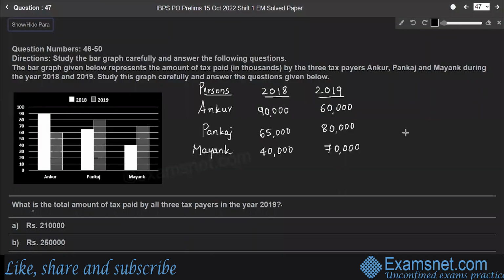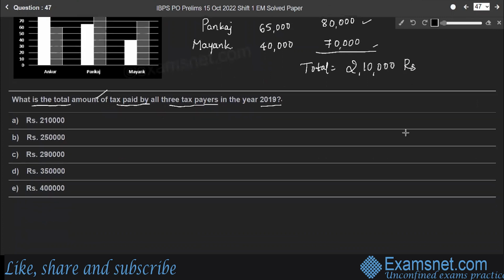Question 47. What is the total amount of tax paid by all three taxpayers in the year 2019? So in 2019, total tax paid by all three taxpayers is the sum of these three numbers, 60 plus 80, 1,40,000 plus 70,000 is 2,10,000. Right? 2,10,000 rupees is the total tax amount paid by all three taxpayers in 2019. Therefore, option A is the right answer.